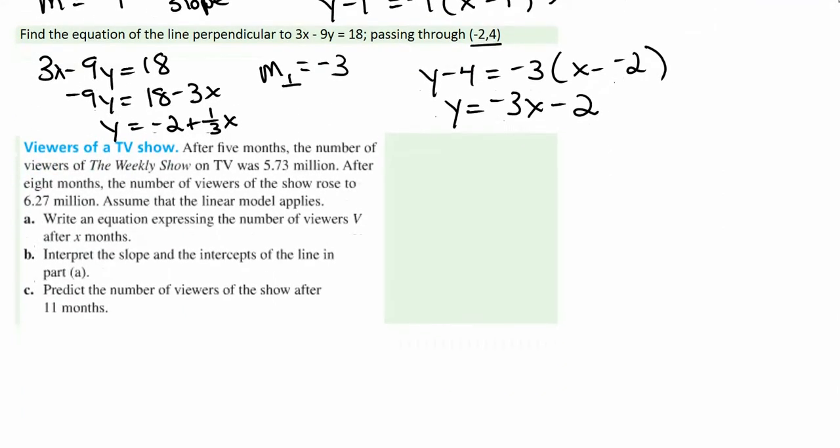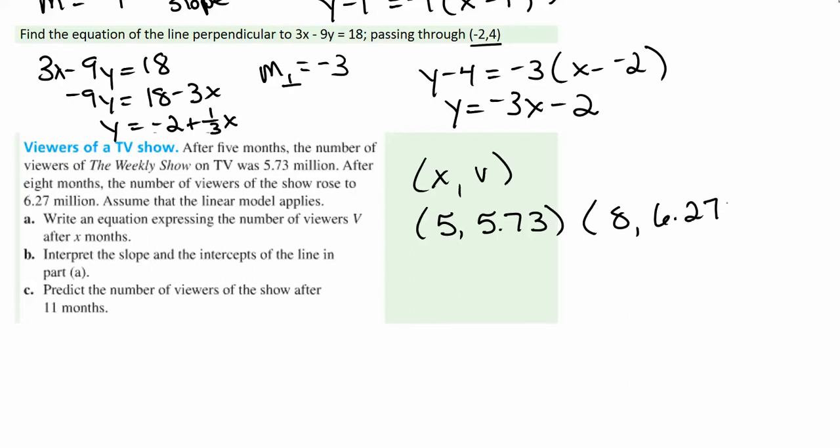Okay, here's a little word problem. It says after 5 months, the number of viewers of the weekly show was 5.73 million. After 8 months, the number of viewers of the show rose to 6.27 million. Assume that the linear model applies. Write an equation expressing the number of viewers V after X months. So what we can do is use an X and a V instead of an X and a Y. We'll have the points 5 months, we had 5.73 viewers, and 8 months, we had 6.27 viewers.